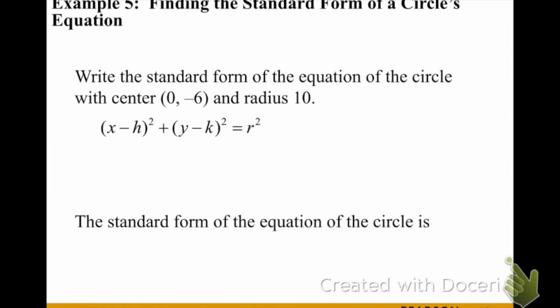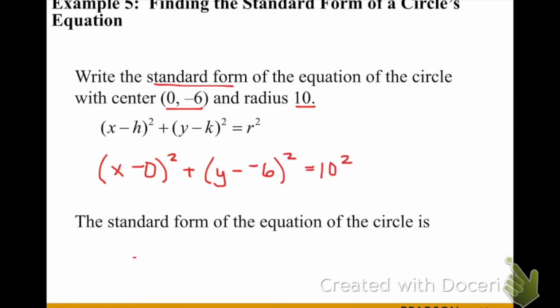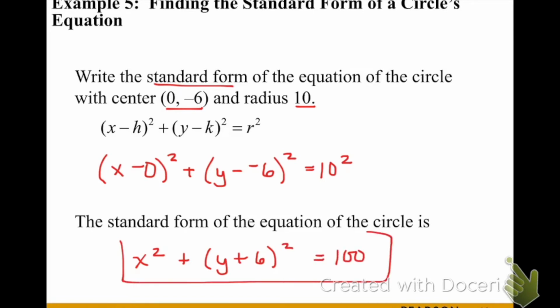Say, for example, we want to write the standard form of the equation of a circle with a center at (0, -6) and has a radius of 10. Well, in this case, that center is going to be our h and our k, so we can write this as (x - 0)² + (y - (-6))² = 10². And so if we simplify this, we'll get the standard form of the equation of the circle to be x² + (y + 6)² = 100. It is always important for us to simplify our equations as much as possible.